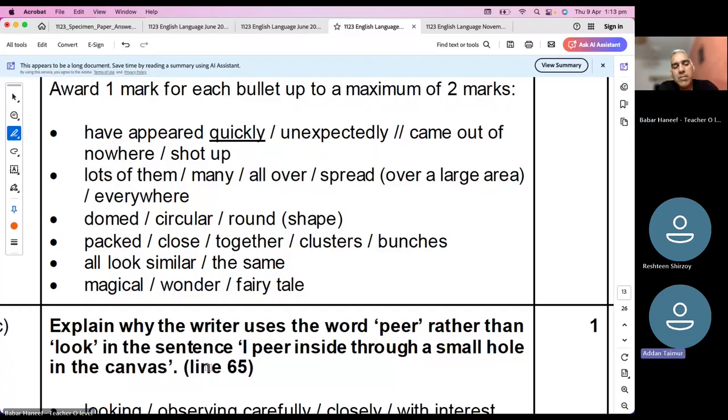Okay. Explain why the writer used the word peer rather than look in the sentence. "I peer inside through a small hole in the canvas." Peer, because he took a slight glance instead of seeing it fully. And when do we peer actually?